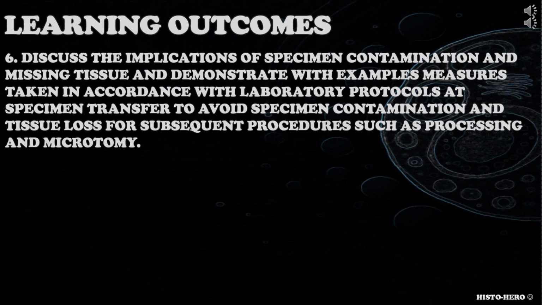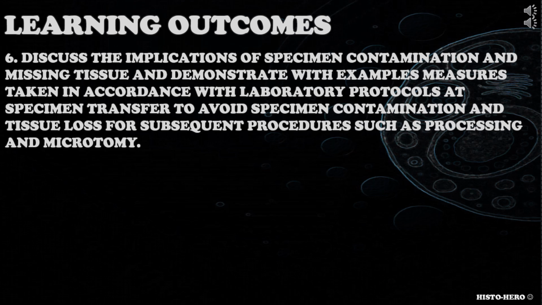The sixth learning outcome is, discuss the implications of specimen contamination and missing tissue and demonstrate with examples measures taken in accordance with laboratory protocols at specimen transfer to avoid specimen contamination and tissue loss for subsequent procedures such as processing and microtomy. Candidate needs to discuss implications of specimen contamination and missing tissue. Does the candidate know the implications of specimen contamination or tissue loss during tissue selection? Do they take appropriate measures to minimize contamination and tissue loss? Do they know how to deal with specimen contamination or tissue loss?